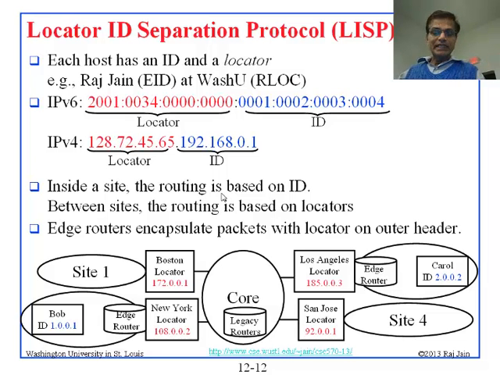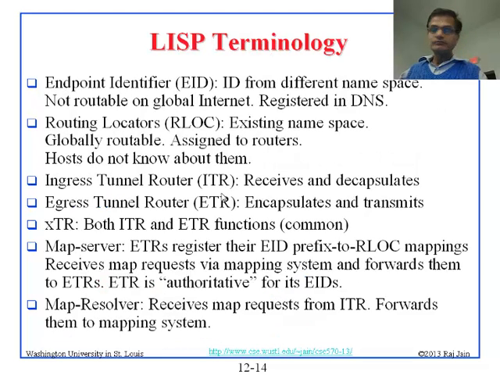Okay? So those are the names of the functions. ITR and ETR. XTR is when you have both ITR and ETR in the same box. Map server is where the ETR register their EID prefix to RLOC mappings, and they receive the map request from the mapping systems and forward them to ETRs. So basically, these routers, the tunnel routers, they use map server to register as well as to get information.